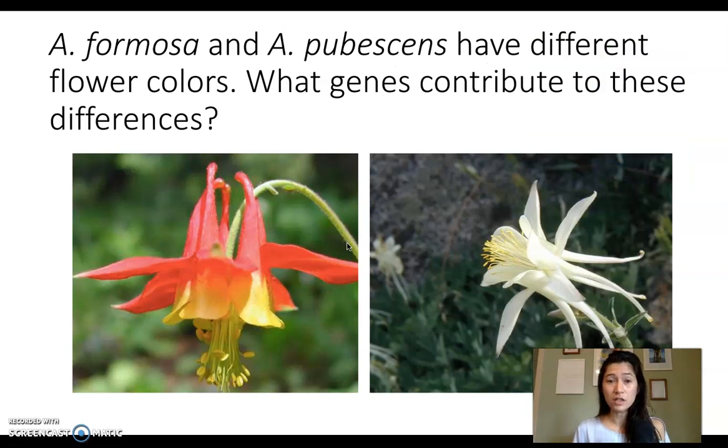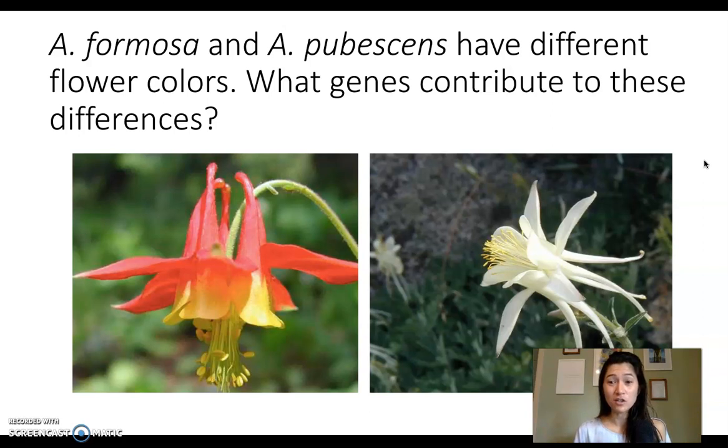Okay, so specifically with this data set, we are looking at two different types of columbine, Aquilegia formosa, which is pictured here on the left, and Aquilegia pubescens, which is pictured here on the right. So if you look at these two flowers, what do you notice that's different about them? I really want you to think about it and answer, so I'll pause and give you a minute. You can talk to me if you want. It's fine. I'm pretending I'm talking to someone right now too.